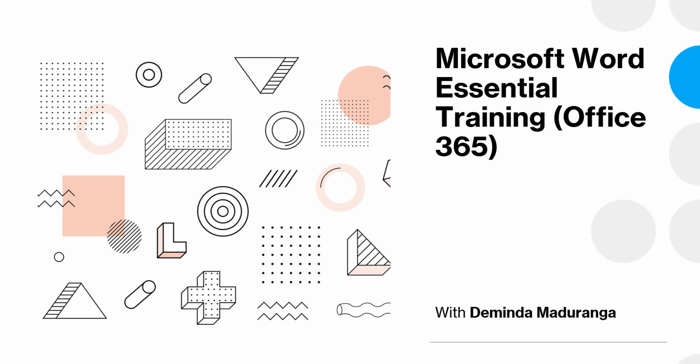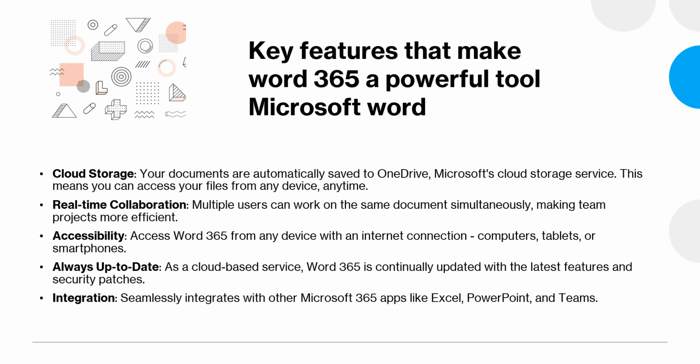So let's take a moment to explore some of the key features that make Word 365 such a powerful tool. First, we have the cloud storage. So this is where your documents are automatically saved to OneDrive, which is Microsoft's cloud storage service. This means you can access your files from any device, anytime, from anywhere. Next, we have the real-time collaboration, which allows multiple users to work on the same document, making team projects much more efficient.